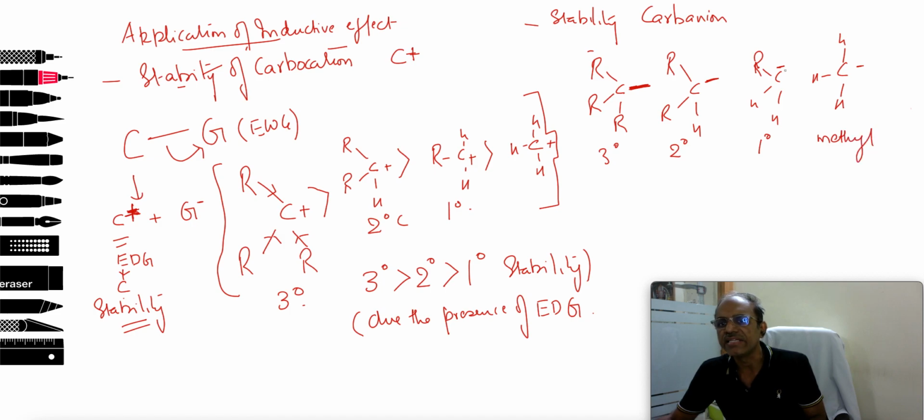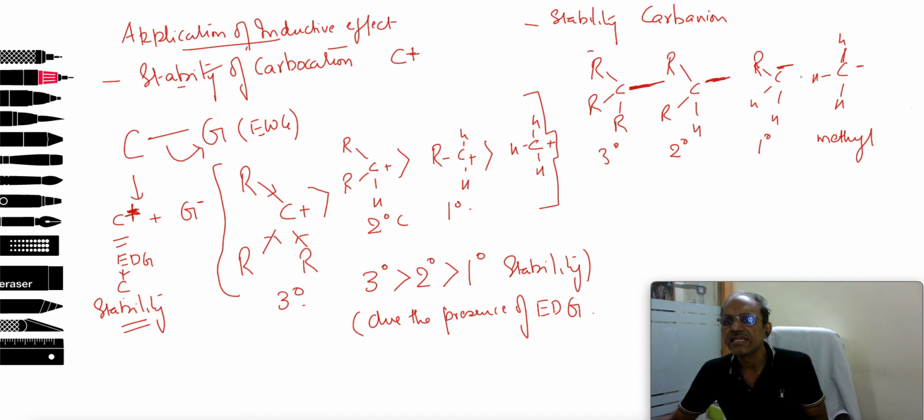Fine. And here it will be very less. And here there will be no electron withdrawing group. So the negative charge here will be least. This here will be more. Here it will be much more. Fine.